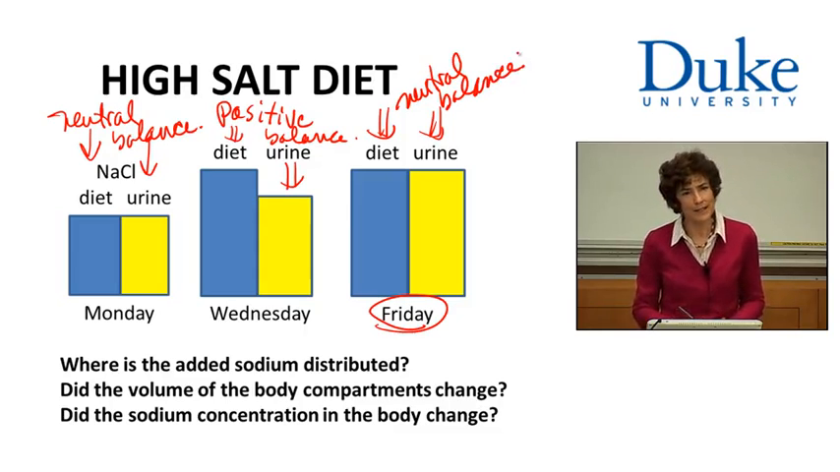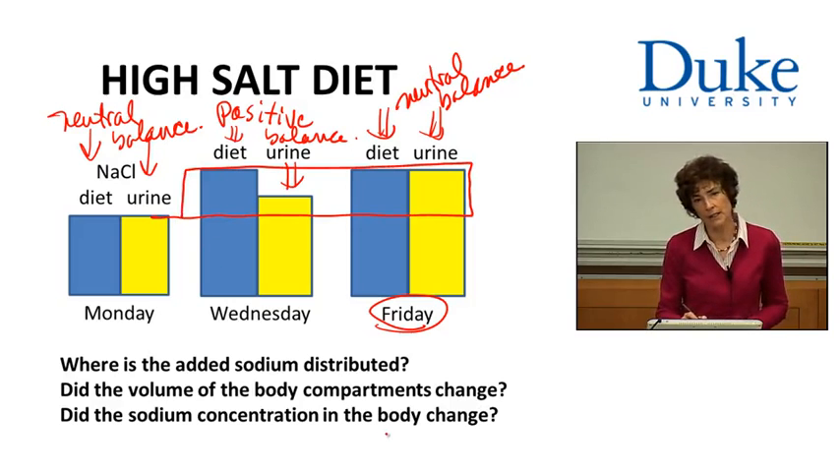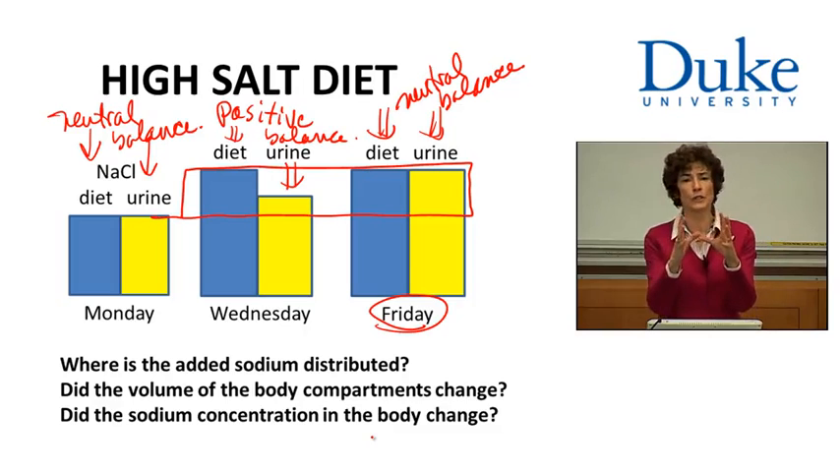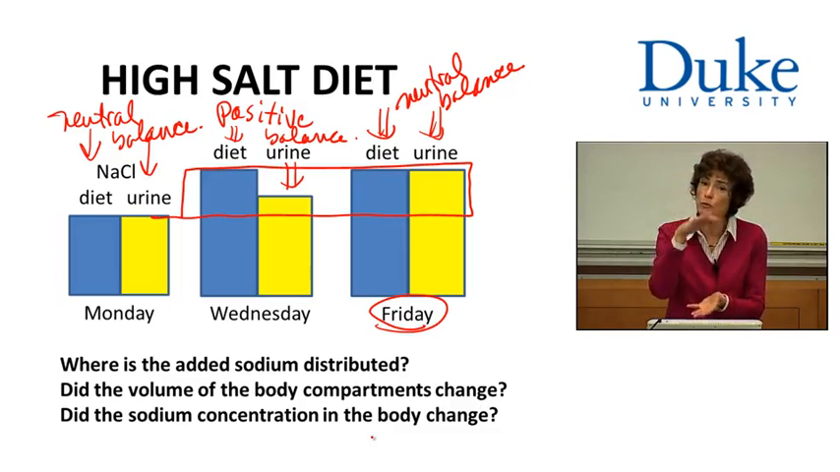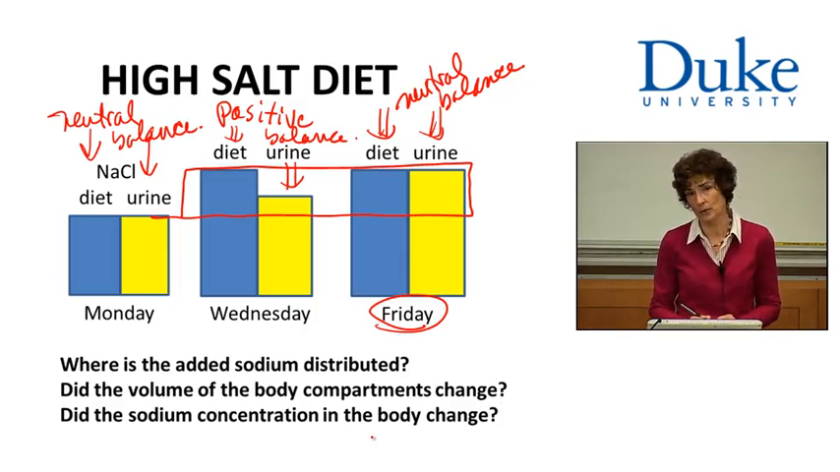We're under neutral balance, but look what's happened to the body. We've actually increased the amount of sodium, the content of sodium within the body. And I just finished telling you that the body wants to maintain a very tight, regulated amount of sodium within the ECF at all times. That's one of the regulated factors that the body is interested in keeping constant. And yet, with this diet, we have increased the total amount of sodium within the body. So how can we do that?